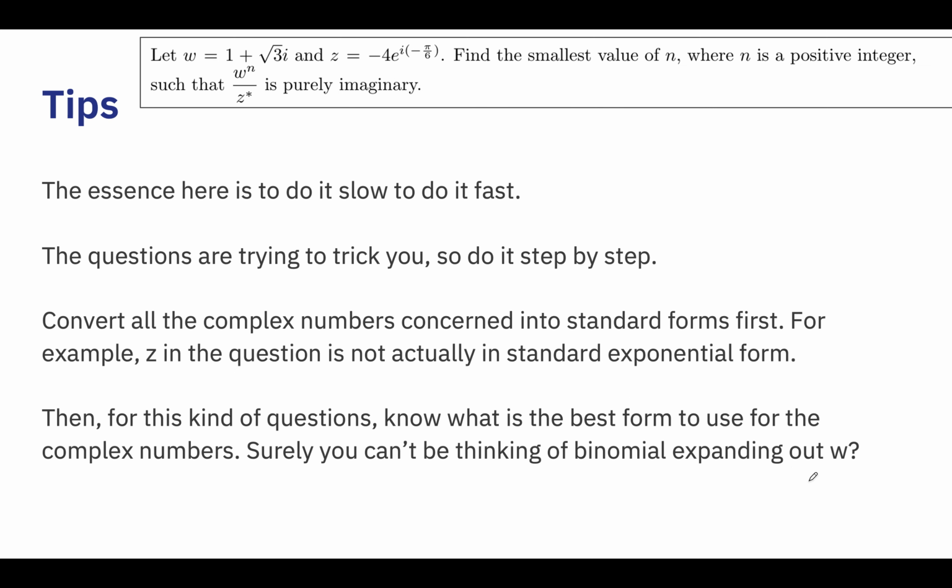Okay, so first we want to convert all the complex numbers concerned into standard forms, right? So as mentioned before, z in the question is not actually in standard exponential form. And for w, they want to raise it to the power of n, right? And if we try and use the rectangular version of w, it's going to be very difficult to raise it to the power of n, as we have to turn to binomial expansion, which is not what we want to do when it comes to complex number questions.